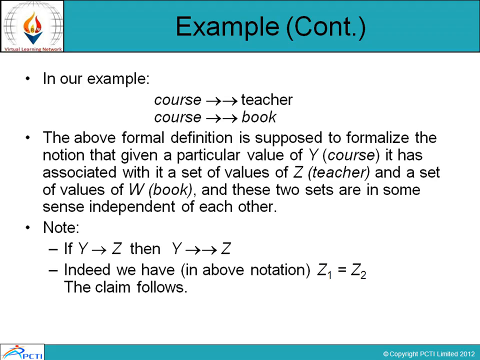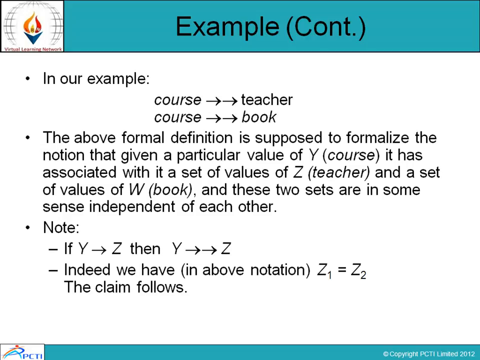Next, the example continues: the course relates to teacher, and the course relates to books. The above formal definition is supposed to formalize the notion that, given a particular value of Y, the course, it has associated with it a set of values Z, that is teachers, and a set of values W, of books. These two sets are in some sense independent of each other. As shown in the previous slide, the course and teacher are related and the course and book are related. Similarly, the other multi-value dependencies are here.